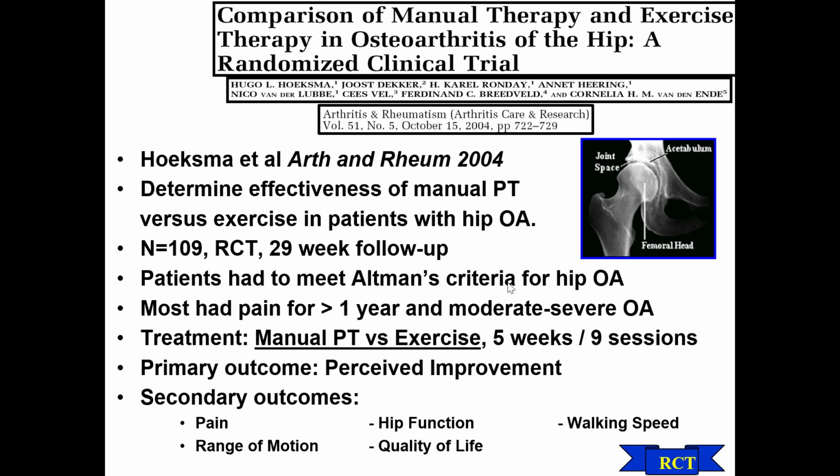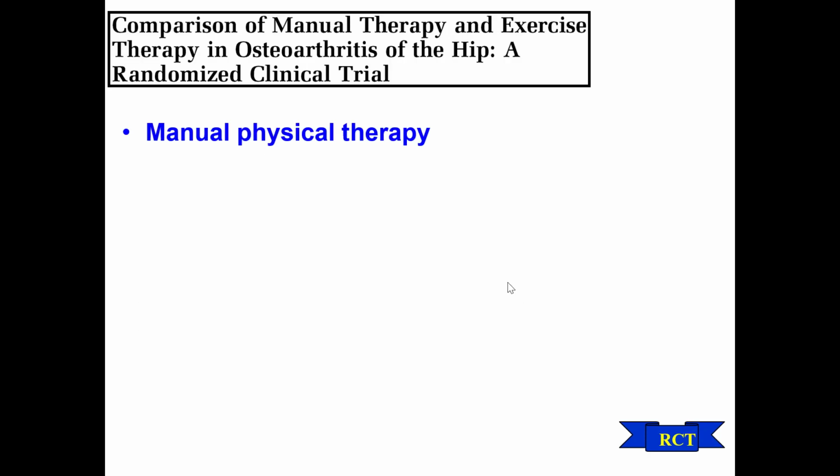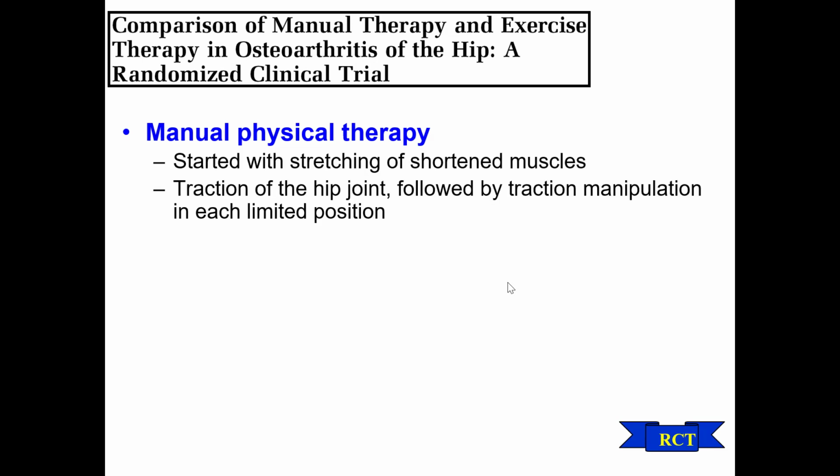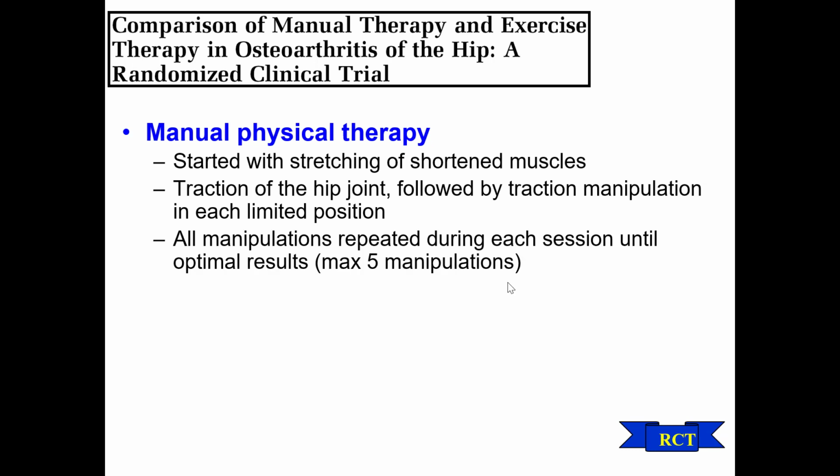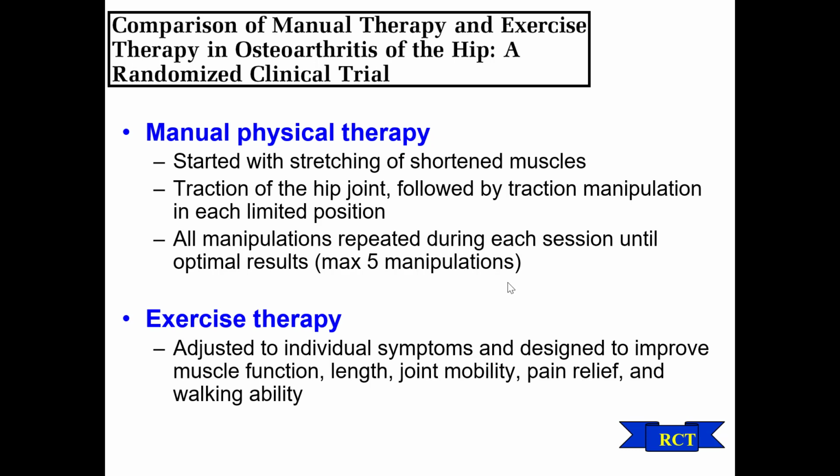A study was done in 2004 looking at the effectiveness of manual physical therapy versus exercise in patients with hip OA, based on meeting the Altman's criteria you learned earlier. Patients received manual therapy or exercise for 5 weeks. Those receiving manual therapy underwent stretching, traction, followed by manipulation, while the exercise therapy group included strengthening of major muscles, stretching, active range of motion, and walking.